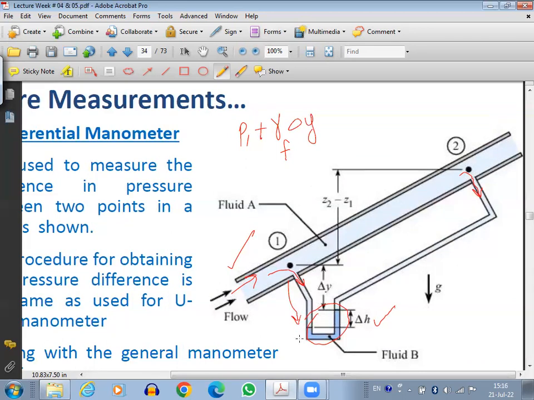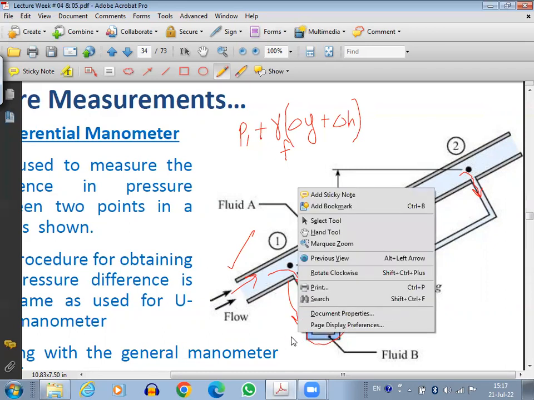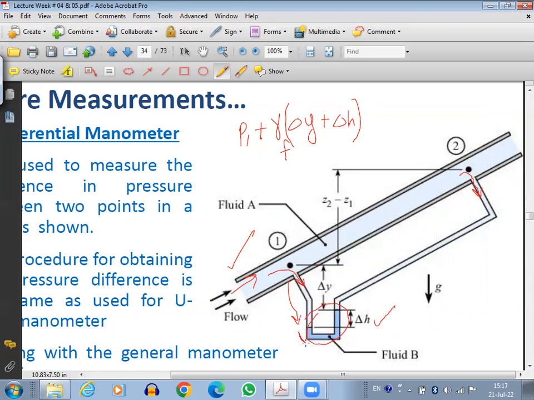Then we are moving further down until we reach the manometer fluid. So let me do it like this. Take bracket plus del y plus how much we go down further? Plus del h. This is for the same fluid, the main pipe fluid. Once we reach this point, we can make a jump directly from here to here, because horizontally the pressure remains the same.